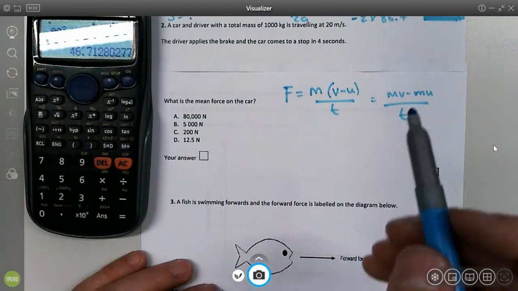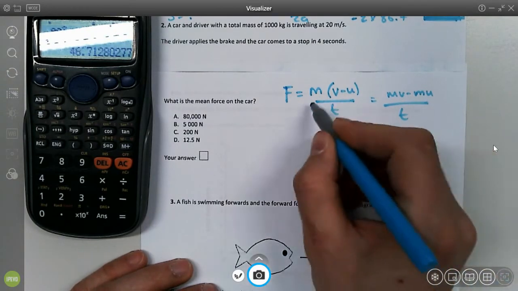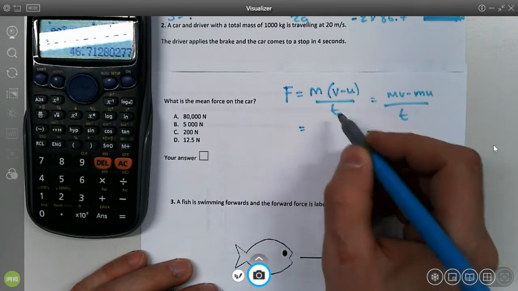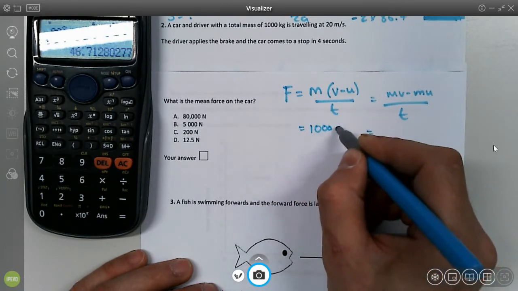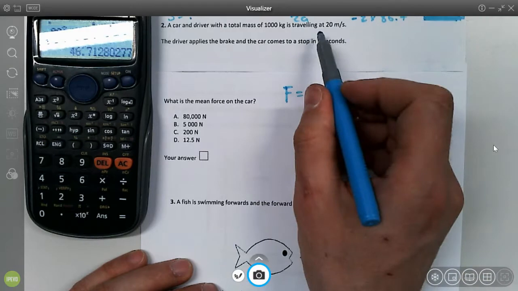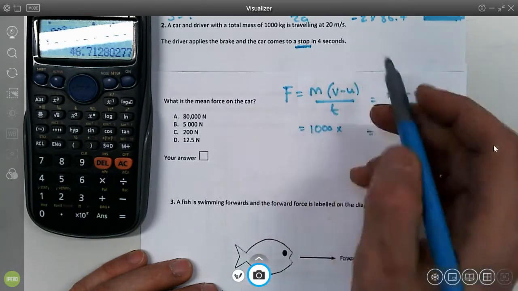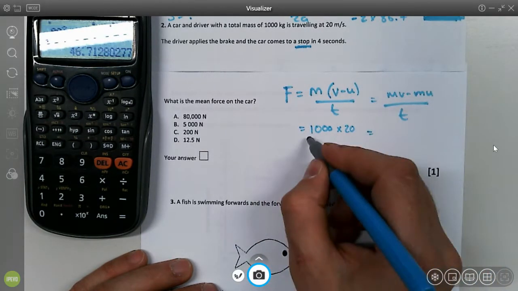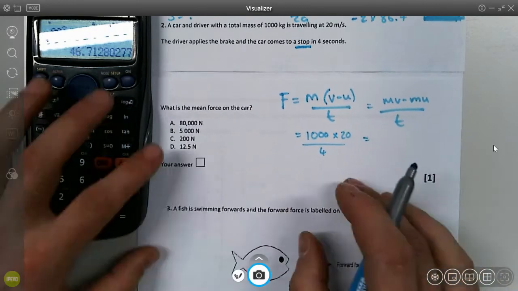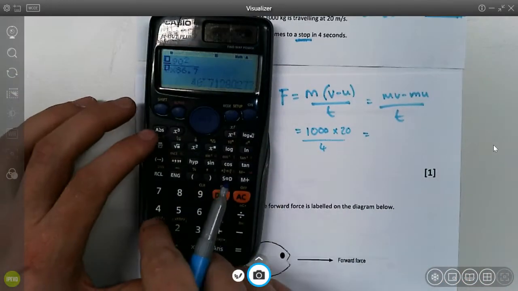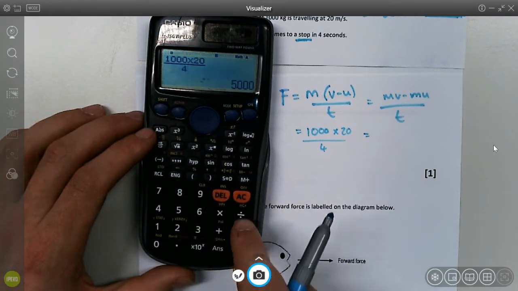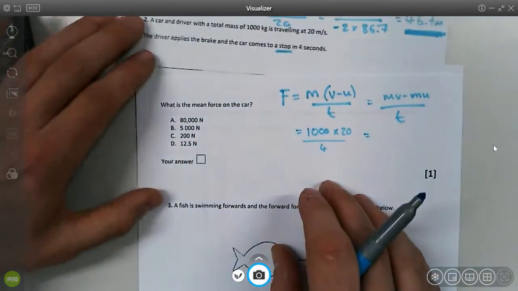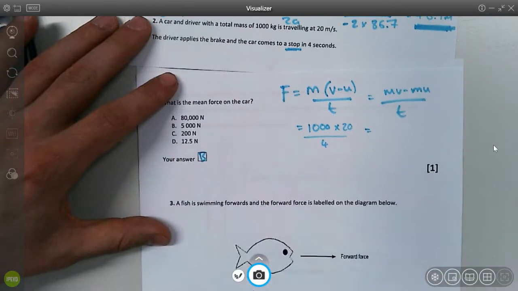So now we can put in our numbers. We're going to actually use this equation here because this is just slightly shorter. 1,000 times by the change in velocity. Well, it comes to a stop, so the change in velocity is 20 over 4. So let's type that in. 1,000 times 20 over 4, which is 5,000 newtons. So B is the answer.